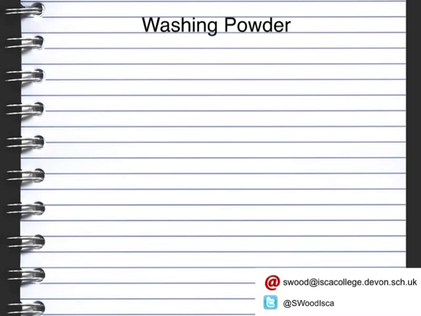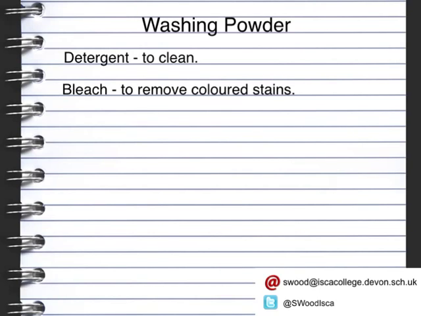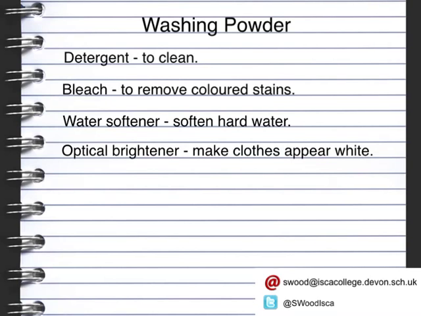Now, washing powders are a mixture of different cleaning components. These include a detergent to do the cleaning, a bleach to remove coloured stains, a water softener to soften any hard water, an optical brightener which will make clothes appear whiter, and then finally enzymes to remove any food and protein.